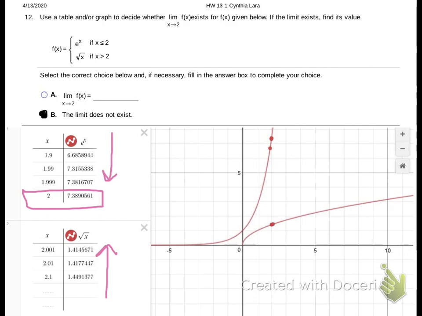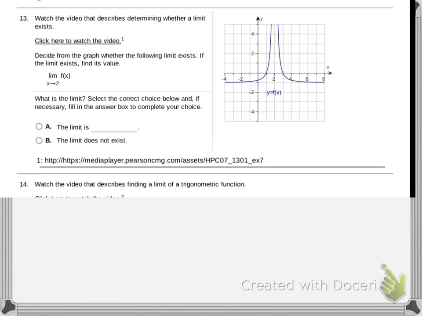In the graph, when we look at 2, when I come from the right, now you might think, well, which way is the right? Or from the left. Come all the way from the left. And do you see 2 would be right around there. And then from the left, 2 would be right there. So not the same, the limit does not exist, both from a table and a graph.